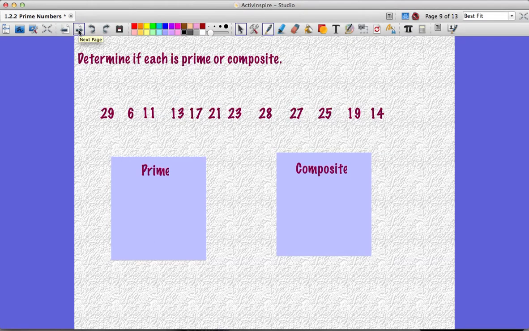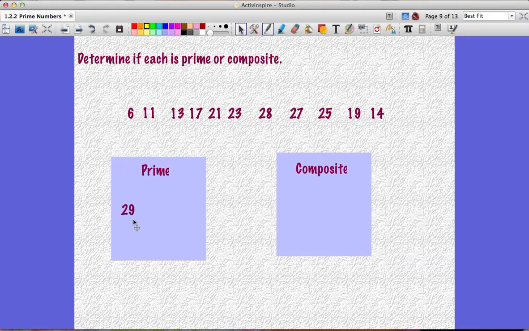Okay, so now I want you to look at these and determine if they are prime or composite. So I want you to pause. You're going to need to look at the video because the numbers are all up here, but I want you to pause and write the numbers in the boxes where you believe they go, and when you come back, we'll check your answers.